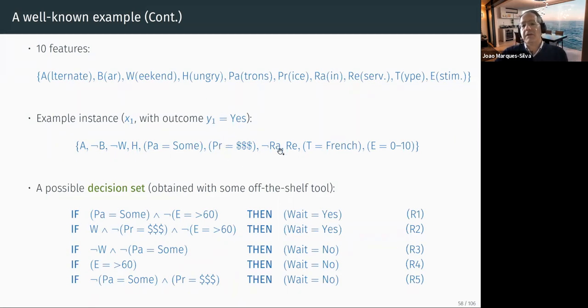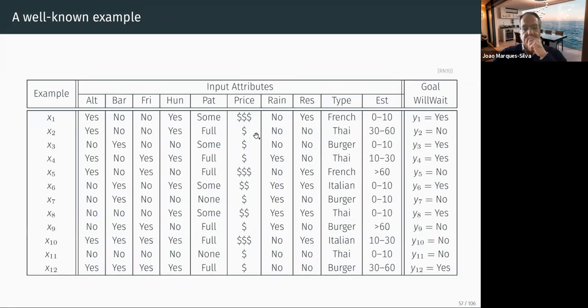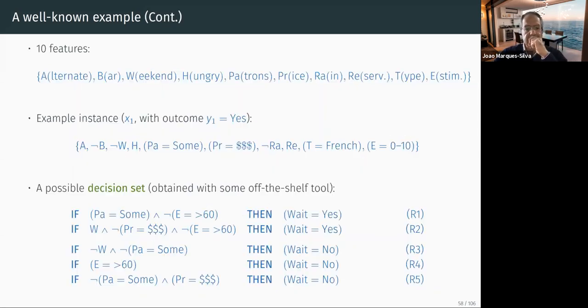Price, if it's raining, reservations, and so on, okay? If I start from this sample data set, I can, with an off-the-shelf tool, learn the decision set. For example, this is one possibility. I have 5 rules, and 2 predict that I'm going to wait, and 3 predict I'm not going to wait, okay? Again, this is very similar to what I showed at the beginning, in this case applied to the restaurant example.